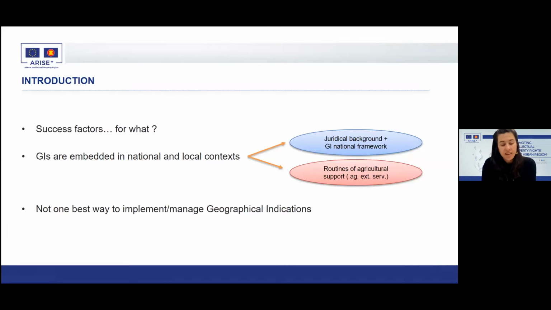The first is that when we are talking about success factors, it's important to explain success factors for what, because, as we explained in detail yesterday, a geographical indication can achieve many, very various impacts. So for this presentation, the recommendations are targeting how to implement and manage geographical indication at local level, in order to bring rural and community-based development.